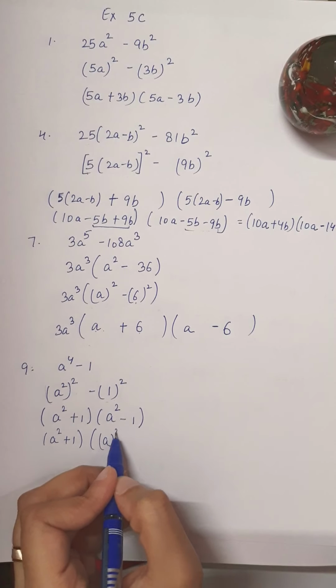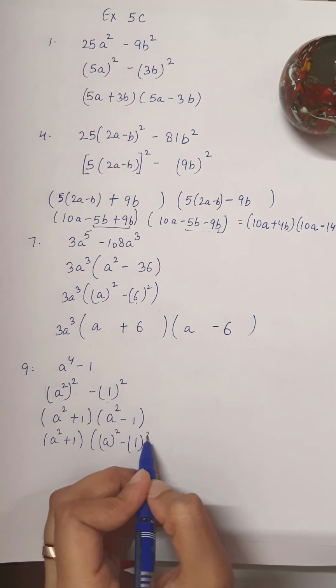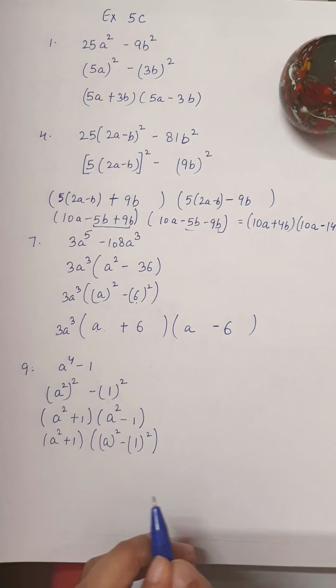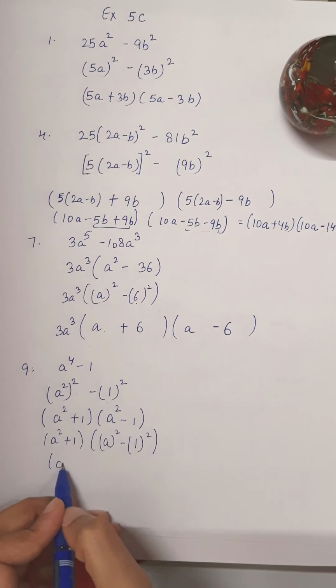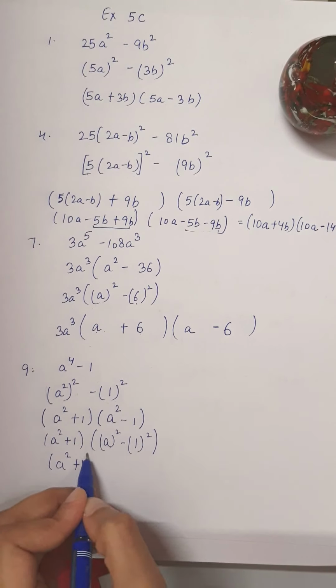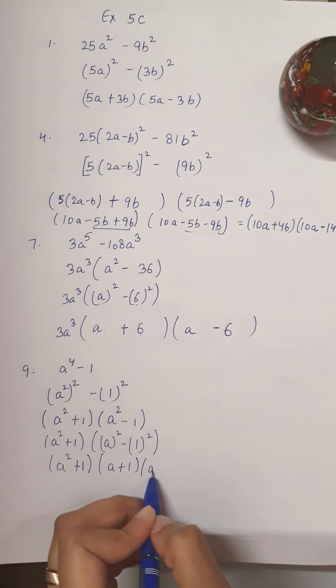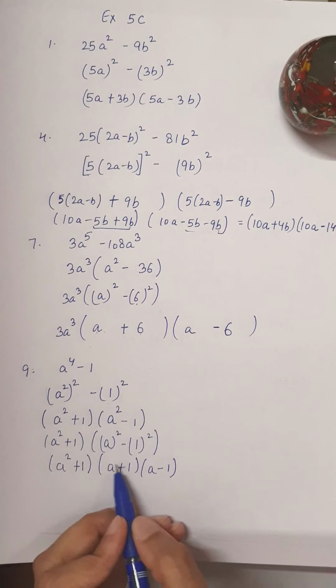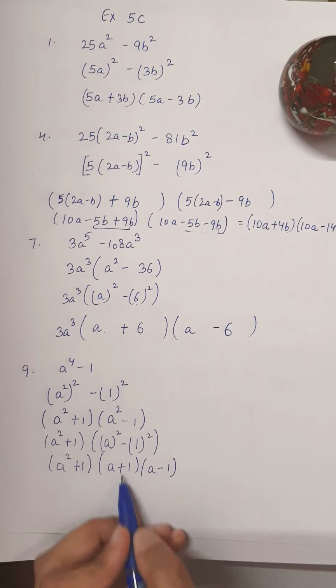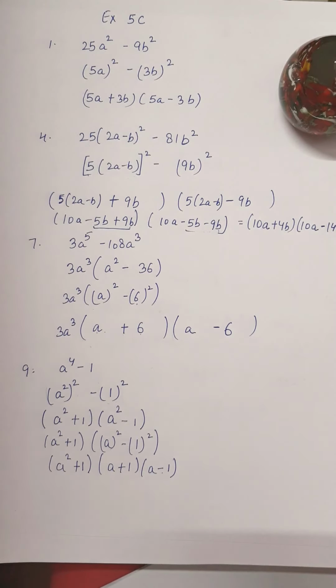a square minus 1 square, because 1 is always going to be a perfect square. So here a square plus 1 as it is, and this we will write a plus 1 and a minus 1. Again, whatever is there in the bracket, sum and difference. Okay children, now try this question.